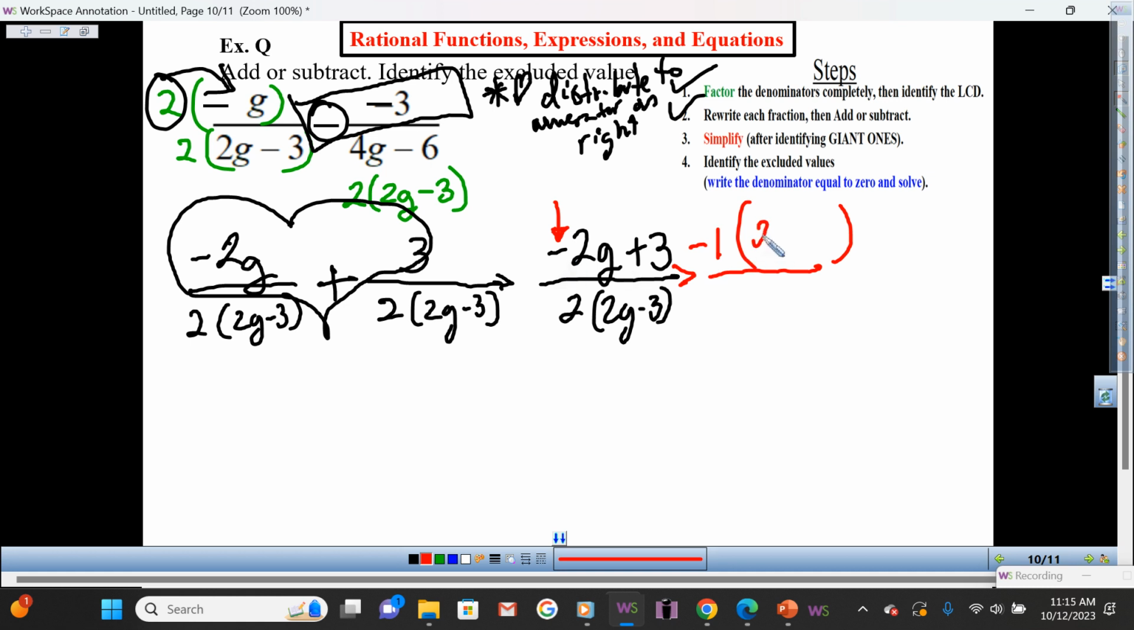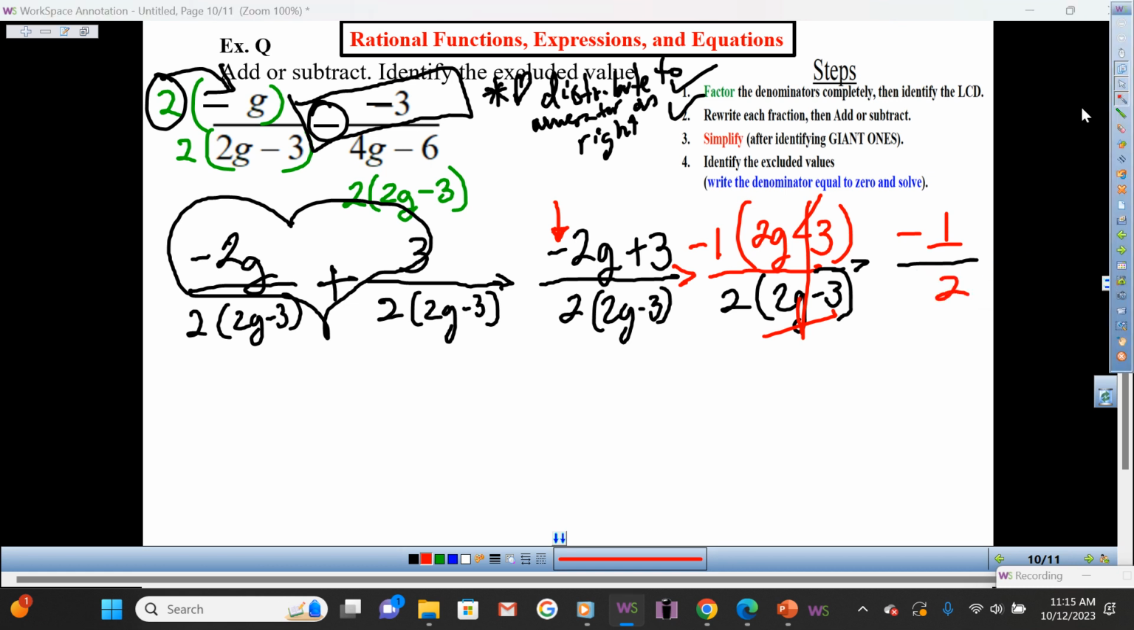So that leaves us with 2g. 3 divided by negative 1 is negative 3. Bring the denominator over to 2g minus 3. Do you see the giant 1? Yes, tell your neighbor the giant 1, please. What's our giant 1? Andrew, which one? Yeah, the 2g minus 3 is the giant 1. So that leaves us with negative 1/2. Negative 1/2.